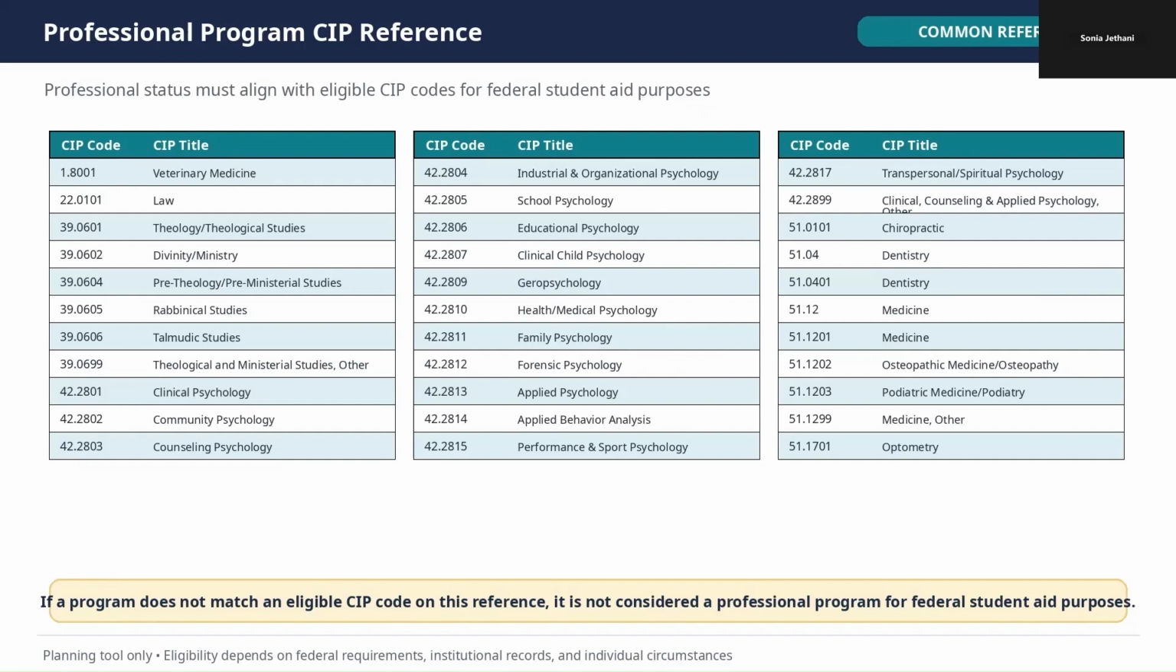This slide shows the General Professional Program CIP reference. Examples include veterinary medicine, law, theology and ministry programs, clinical psychology and related psychology fields, chiropractic, dentistry, medicine, osteopathic medicine, podiatric medicine, and optometry. If a program does not match an eligible professional CIP code, it is not considered a professional program for federal student aid purposes. That means the graduate student limits, rather than the professional student limits, may apply.